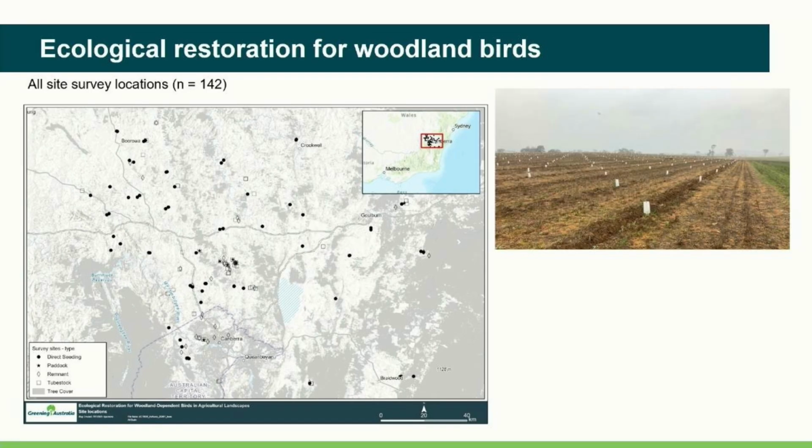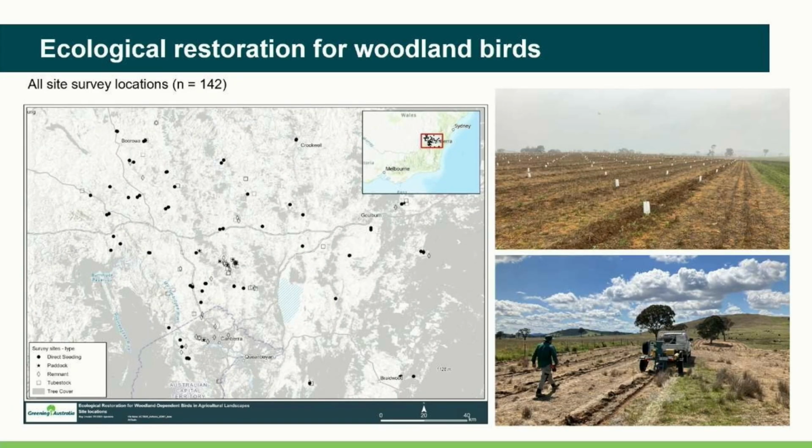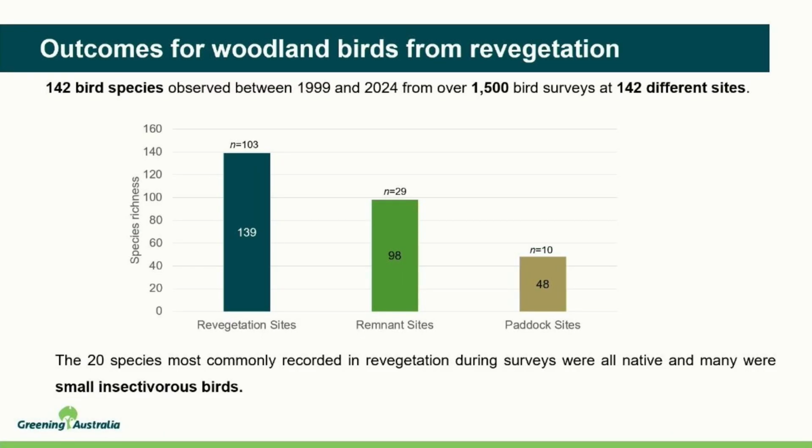So this map just shows where these sites are spread across the Southern Tablelands region, and these are all throughout an agricultural landscape, and this comprises a mix of direct seeding sites, tube stock planting sites, as well as remnant and cleared paddock sites, which is the counterfactual here. So what are the outcomes? Here, I'll just try and summarise.